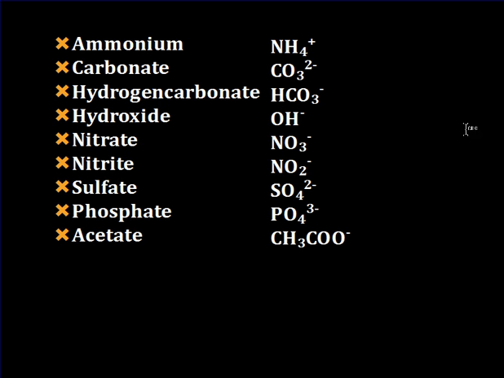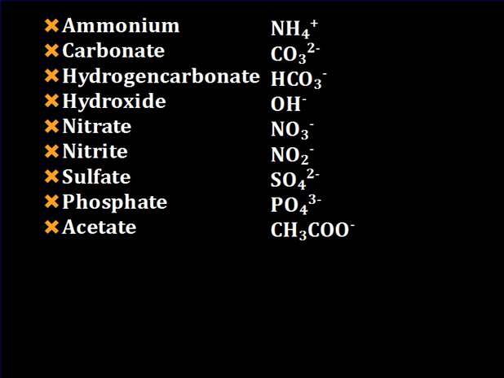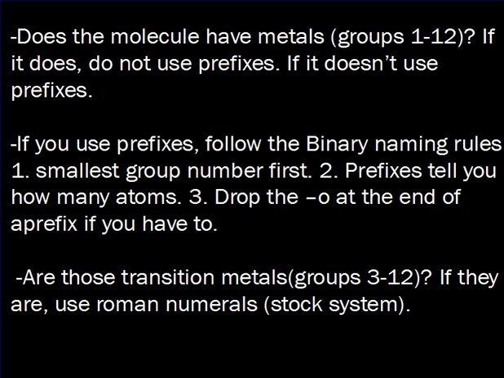So that being the case, I came up with just some things I always follow whenever I'm naming something. It's really basic, general stuff, not hard and fast rules to follow. Does the molecule have metals? You always want to look for metals, because if it has metals, you're not going to use prefixes, and if it doesn't have metals, you're going to use prefixes. And you've got to follow some basic rules for prefixes. The actual rules are more convoluted than this, but I just kept them really simple.